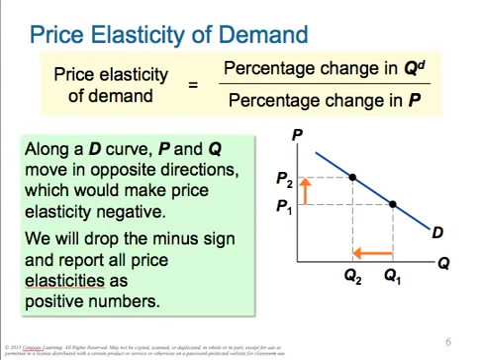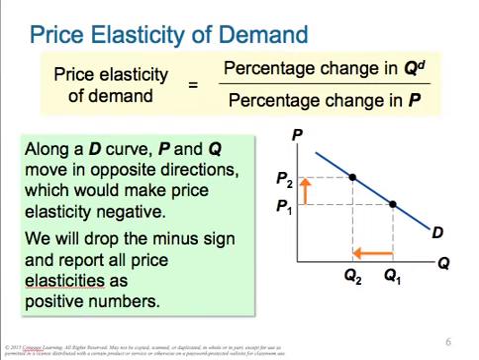Along a demand curve, price and quantity move in opposite directions. Again, remember this is a demand curve. If something becomes more expensive, people are typically going to want less of it. So along the demand curve, price and quantity move in opposite directions, which would make price elasticity negative, which makes sense because the demand curve is negatively sloped. We will drop the minus sign and report all of these elasticities as positive numbers.